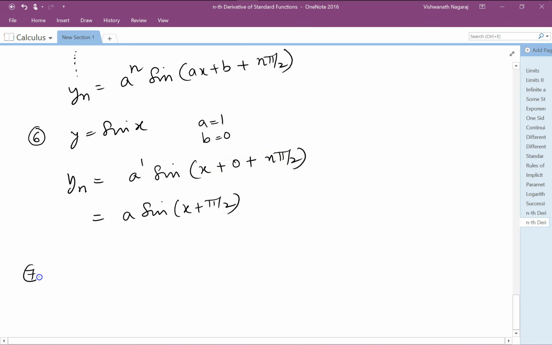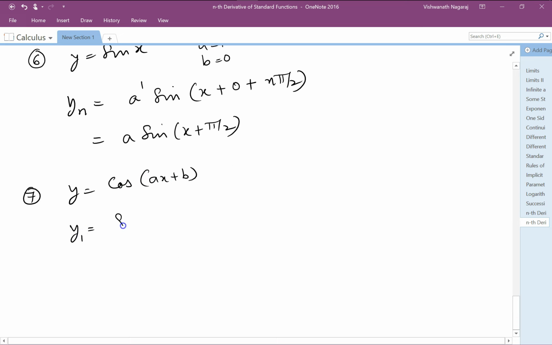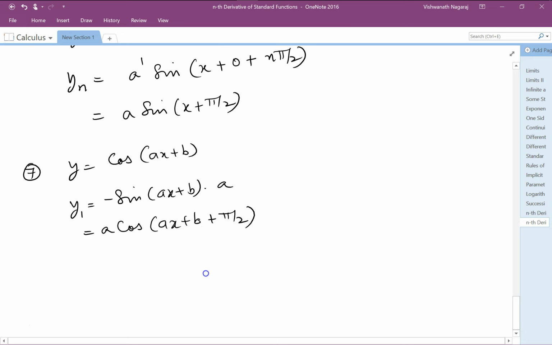Yes, okay. Let's look at the next function. We looked at sin, so naturally the next would be cos. y = cos(ax + b). y1 is equal to minus sin(ax + b) times a. Now this can be written in terms of cos. So what happens? This minus becomes plus. So a cos(ax + b + pi/2). Remember, cos(pi/2 + x) is equal to minus sin x.